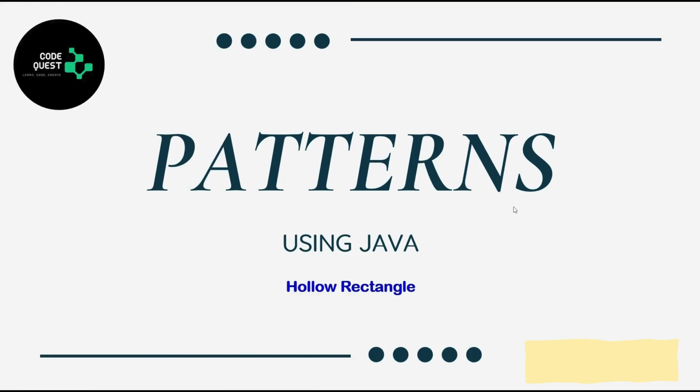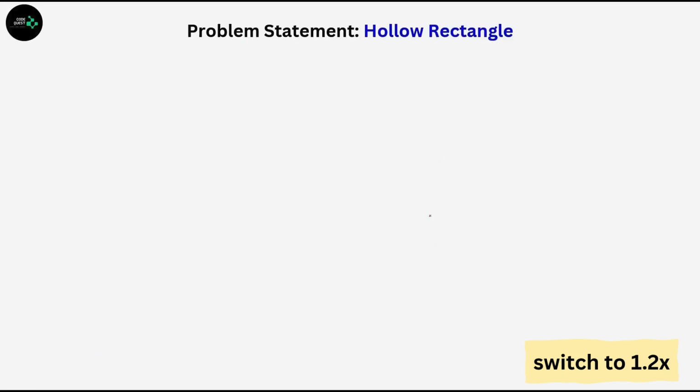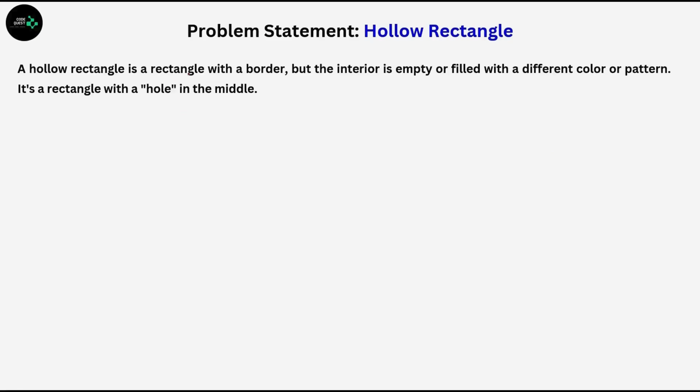Today we will see a pattern by using Java, and the pattern name is hollow rectangle. So what exactly is a hollow rectangle? It is a rectangle with a border, but the interior is completely empty or filled with some different color or a pattern. In simple terms, we can say it is a rectangle with a hole in the middle.